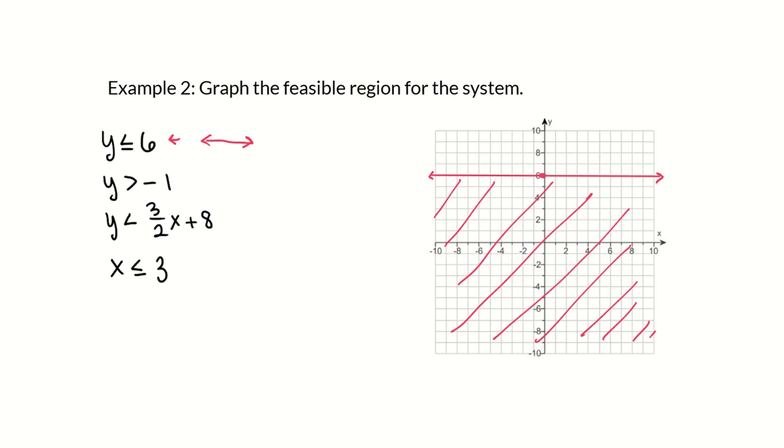Next, y greater than negative 1 is again going to be a horizontal line going through y equals negative 1. This time, since the inequality is greater than and not greater than or equal to, we'll have a dashed line through y equals negative 1. Y greater than negative 1 means we shade above this line.